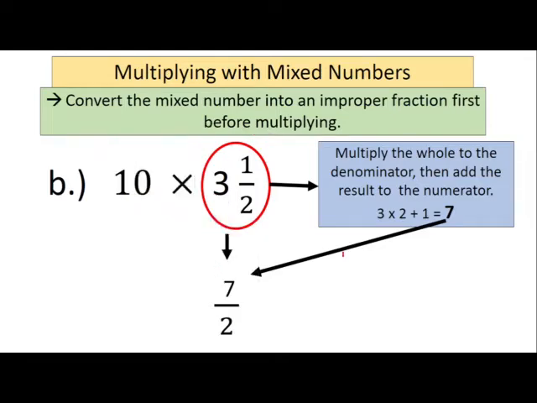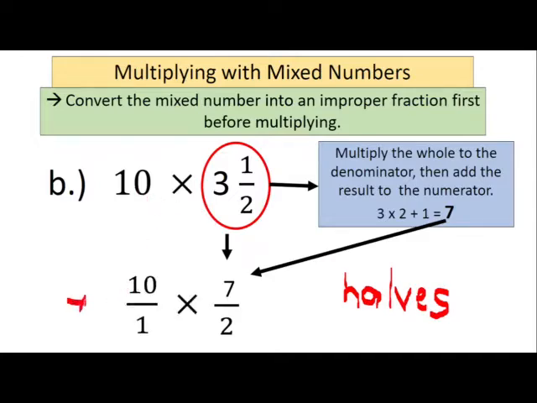7 halves. Ganito yung spelling ng halves, ano? Silent L kapag binasa. 7 halves. Plural of half. Yan. 7 halves. Now, we just need to copy the 10 now together with its denominator 1. Nothing has changed with it. 10 over 1 times 7 over 2 or 7 halves. Before we multiply, meron bang pwedeng i-simplify dyan? Obviously, I can see an even number numerator and an even number denominator.